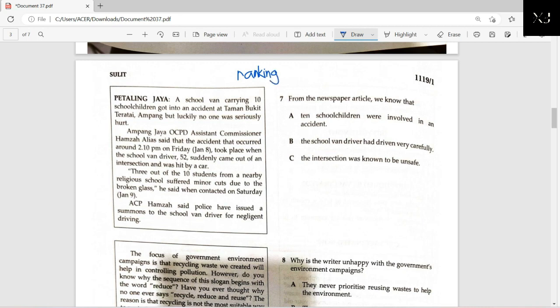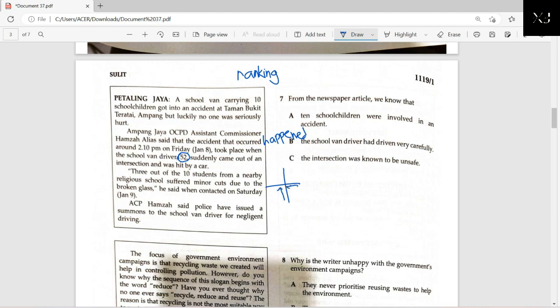Has said that the accident that occurred, means happened, around 2:10 p.m. on Friday, January 8, took place when the school van driver, 52, this is talking about the van driver's age, who is 52 years old, suddenly came out of an intersection and was hit by a car. Oh my god. Intersections like this, maybe the van is moving in this direction and suddenly another car came here and then they bang into each other.